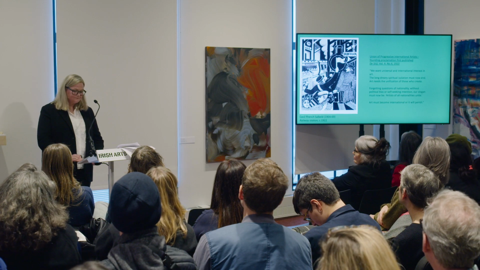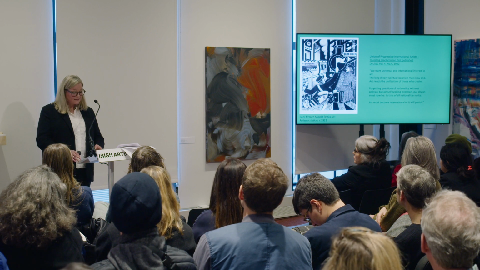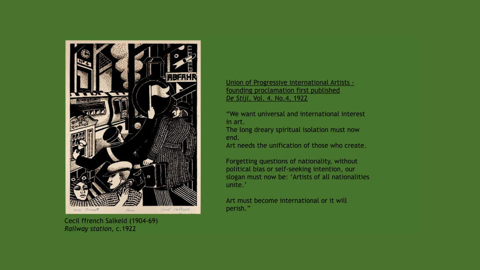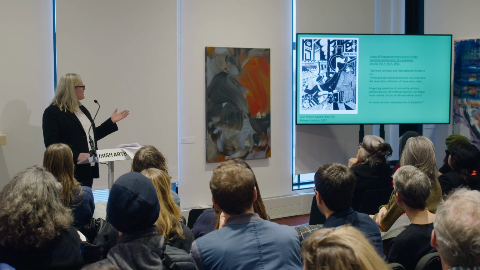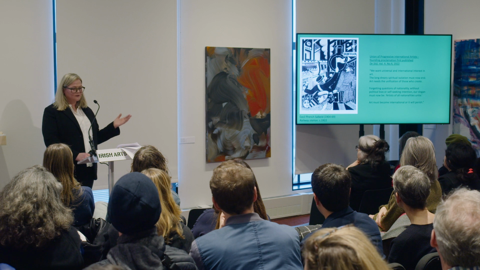During his time in Germany, the Dublin painter Cecil Salkeld became a member of the Union of Progressive International Artists in Dusseldorf, and extracts from their founding proclamation are instructive. It says here: we want a universal and international interest in art. Long, dreary spiritual isolation must end. Art needs the unification of those who create. And again, this is written in 1922. Forgetting questions of nationality without political bias or self-seeking attention. Our slogan must be: artists of all nationalities, unite.